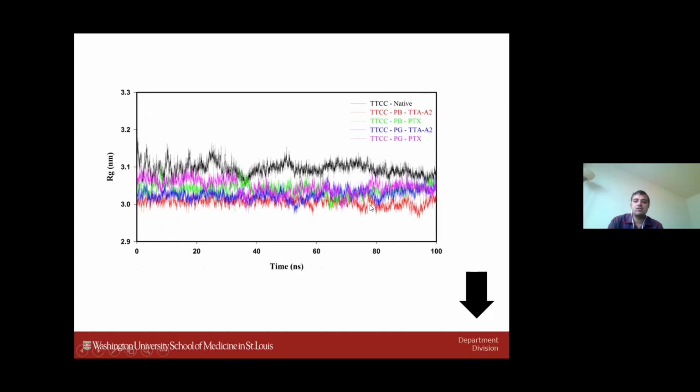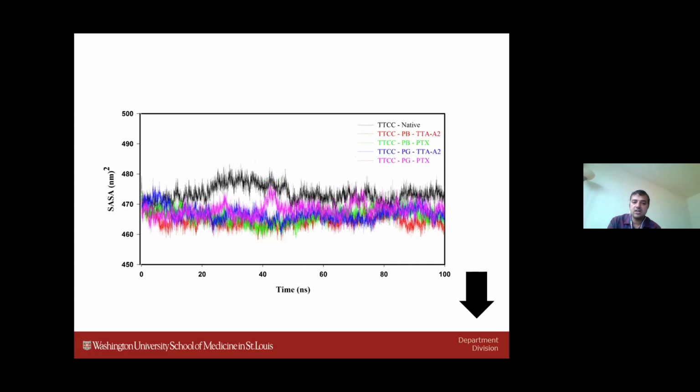Further, we determined the radius of gyration, that is, how compact this protein remains after the interaction with these compounds. The radius of gyration and SASA, the solvent accessible surface area, results also confirm that this protein, TTCC, remains in a stable conformation on binding of TTA-A2 and PTX at both sites.